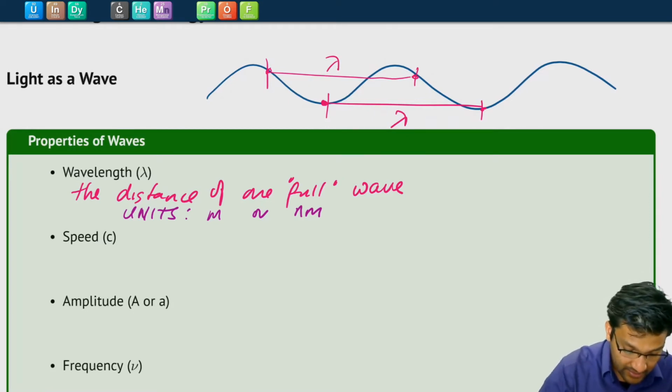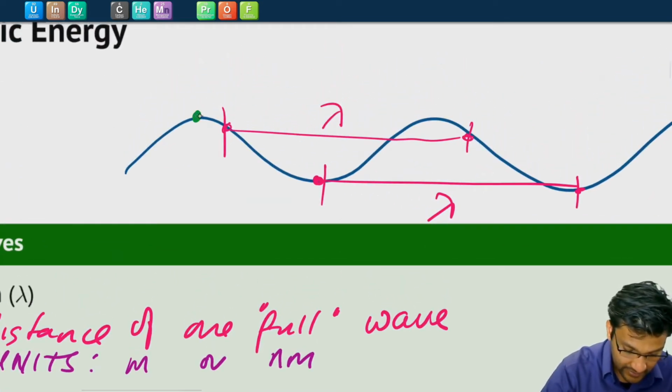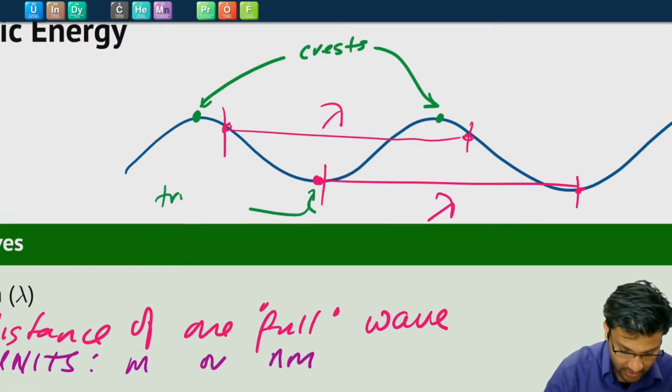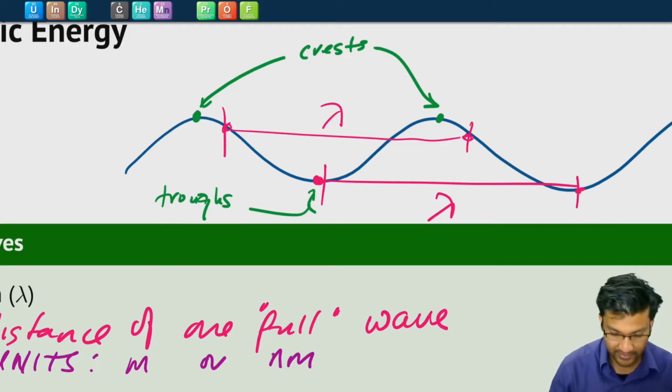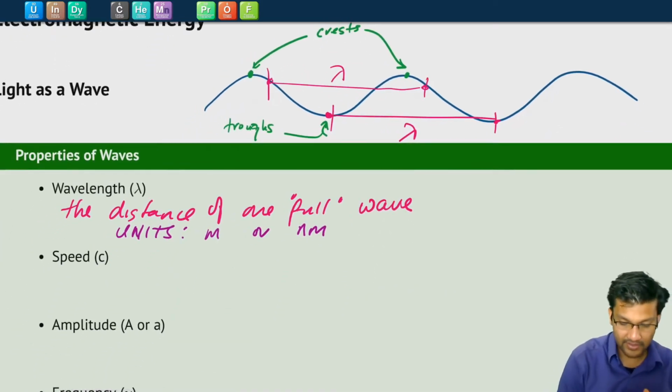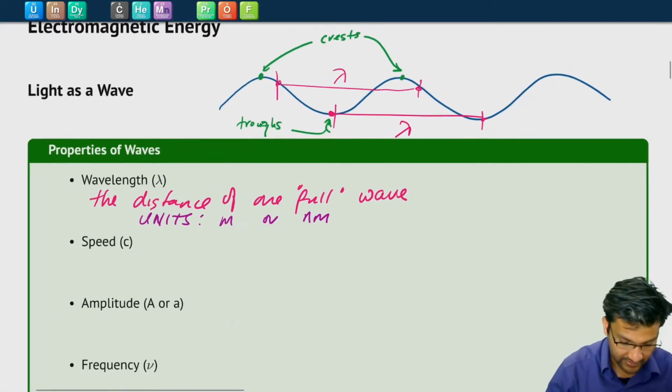The peak of the wave, right? These peaks here are often called the crests, and these lowest points are often called the troughs. I think that's spelled correctly. So basically, the wavelength is when you go from one crest to another or from one trough to another. That's the wavelength of light.